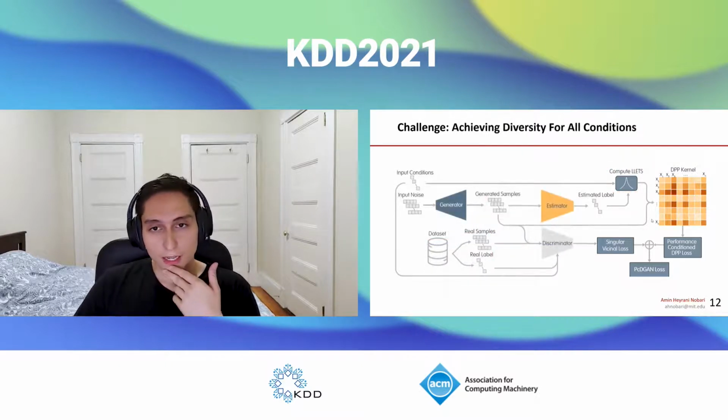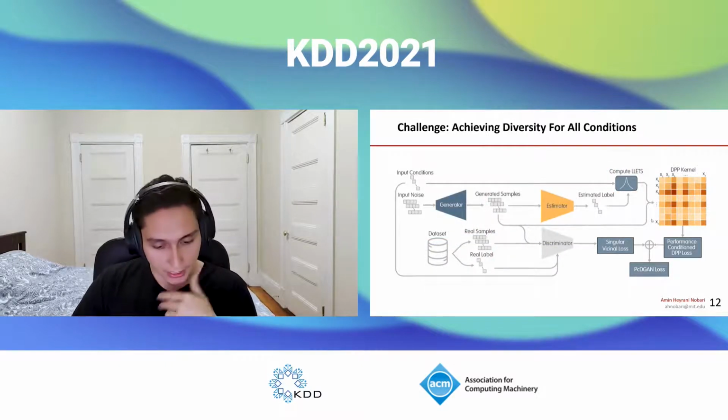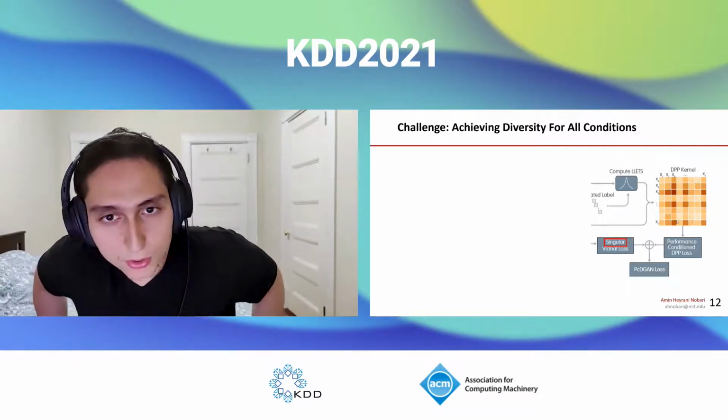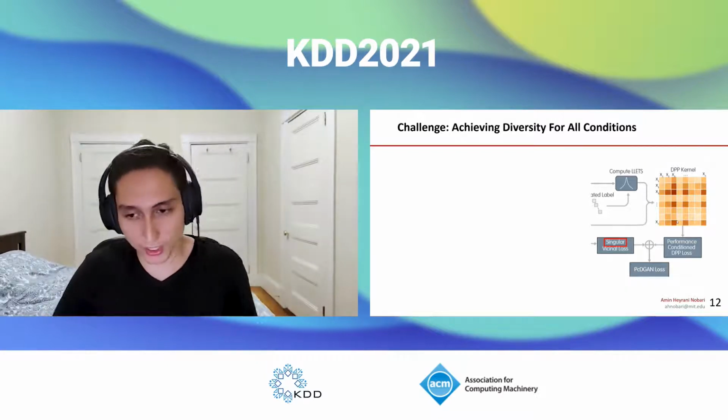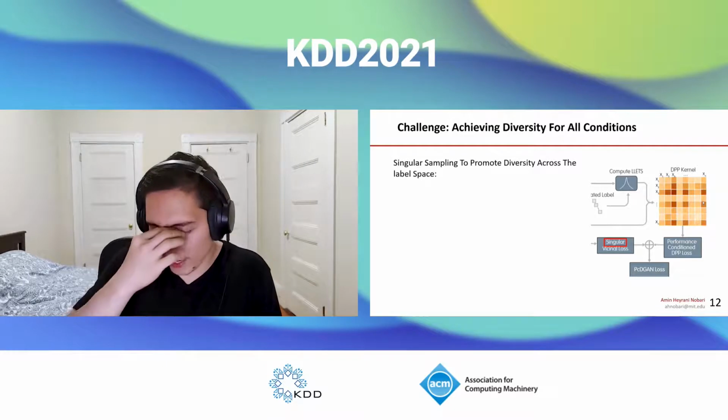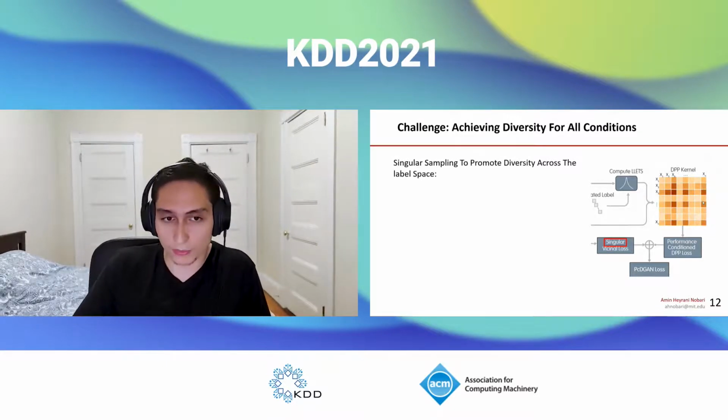And so finally, we would like to achieve diversity regardless of condition and across the label space. For this, we take a singular approach in sampling. The reason we do this is going to be very evident in a graphic. I'm going to show you why we do this.